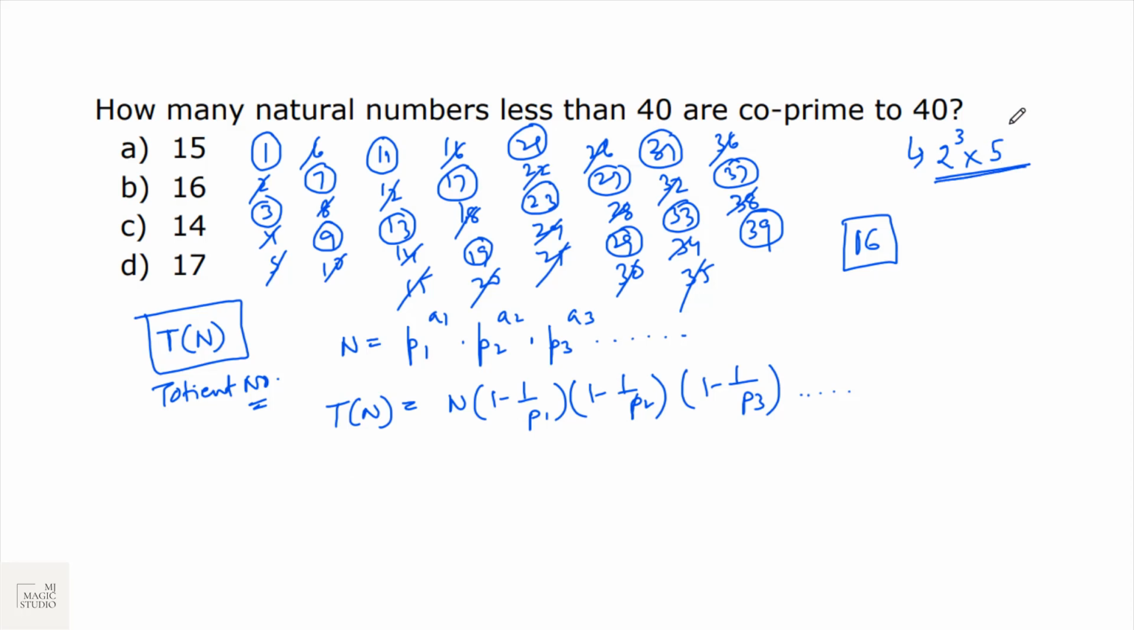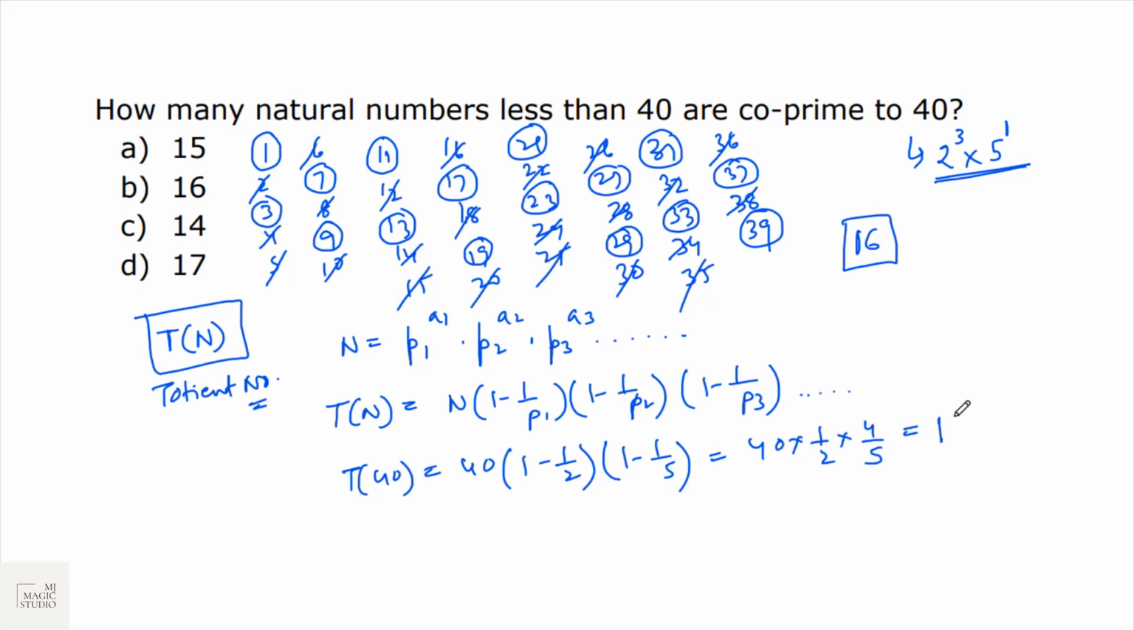Let us find the totient number for 40. We know 40 is equal to 2 to the power 3 into 5 to the power 1. So the totient number of 40 is 40 into (1 minus 1 by 2) into (1 minus 1 by 5). 40 into half is 20, into 4 by 5 is 16. This will give you 16 straight away. No need to put up the list and then find the answer. It is simply the totient number.